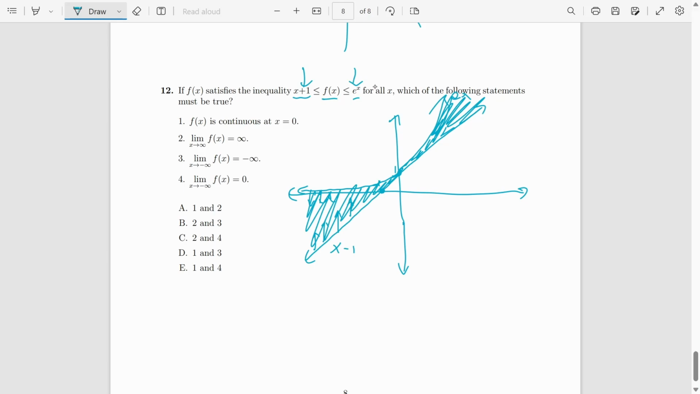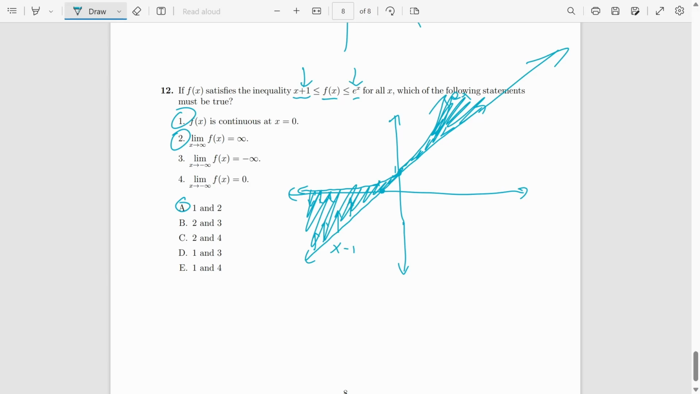So f of x is continuous at x equals 0. Should be, I believe, because it's just some line going right through there. The only thing we know about this point is it must equal 1 at that point, but still continuous, still works out. So I believe that one is true. Limit as x approaches infinity of f of x is infinity. That is true because the minimum, which is x minus 1, also goes off to infinity. So that means that f of x must also go off to infinity. We'll actually see our answer is A, but let's rule out the other two as well.